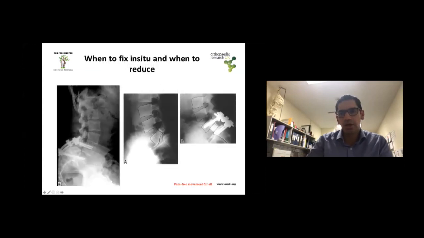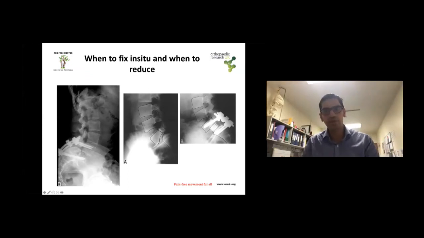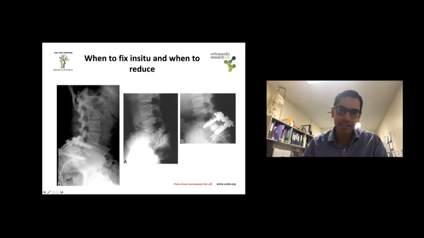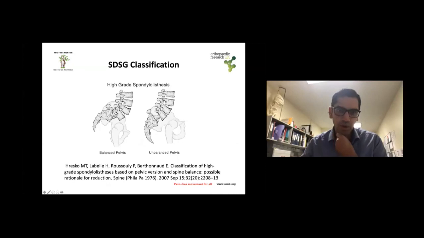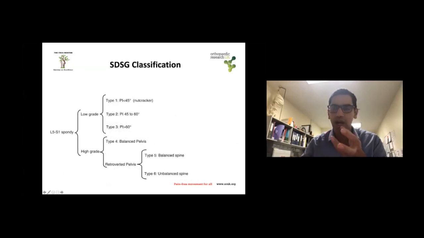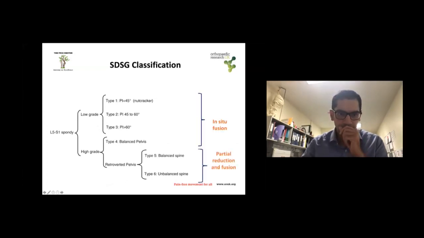So another question you may get asked during your examination is, when would you fix these listhesis in situ as they are, and when would you reduce them? You don't necessarily need to know this classification, but this is a more up-to-date classification of spondylolisthesis, and it helps guide which ones to fix in situ and which ones to reduce. In this classification, if you've got a low-grade spondylolisthesis, either grade 1 or grade 2, you can fix them in situ. It's not necessary to reduce them.